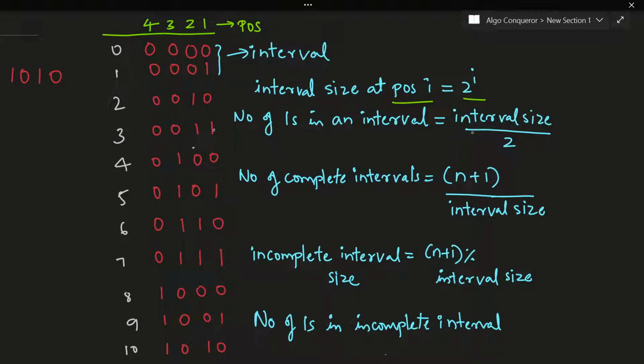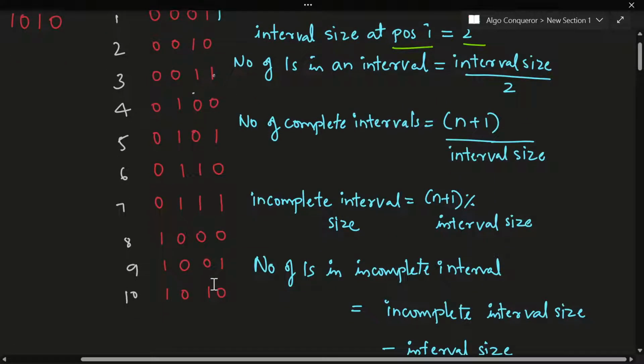Please don't get scared by seeing these formulas. I'm just writing them down so that things will be clearer to you. Number of ones in an interval will be interval size by 2, as I have stated before.